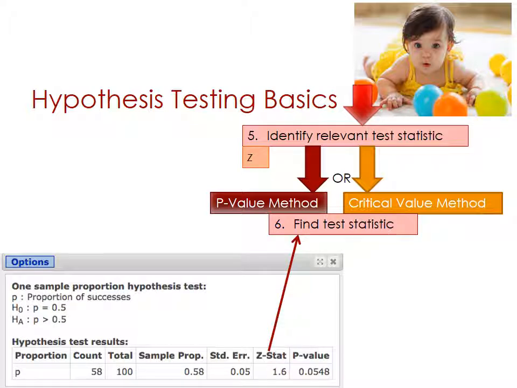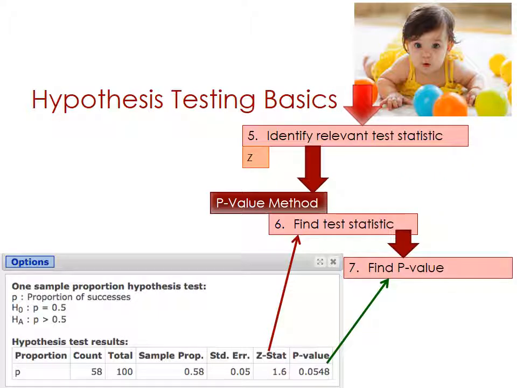Z-Stat is your test statistic. So we now know my test statistic is going to be 1.6. This process also gives you your p-value automatically. So we plug that in, and we can see we have a z of 1.6 and a p-value of 0.0548.